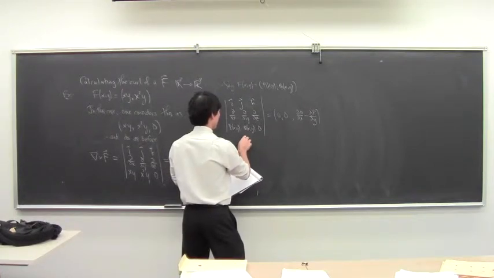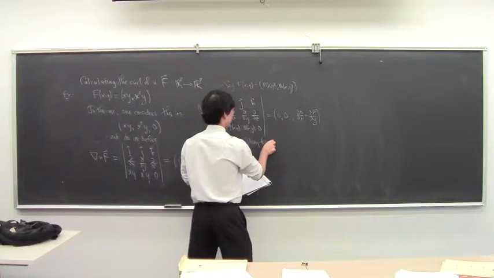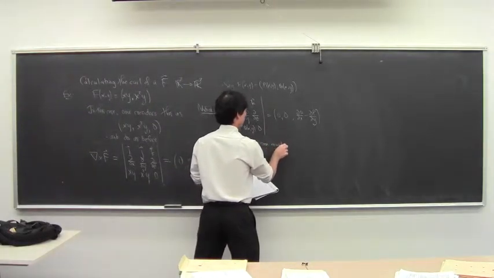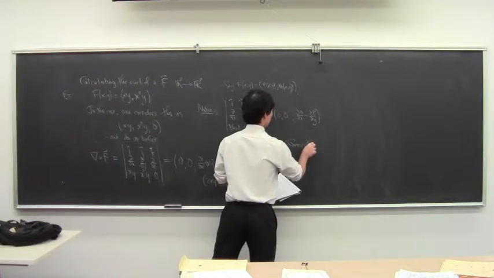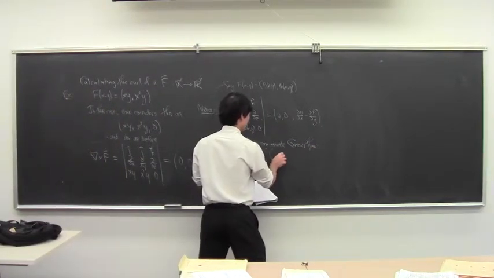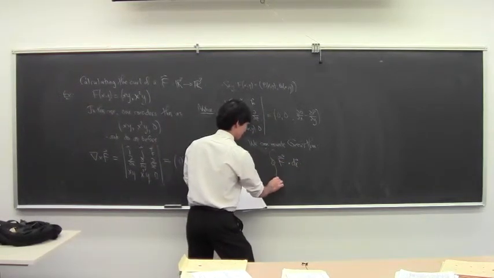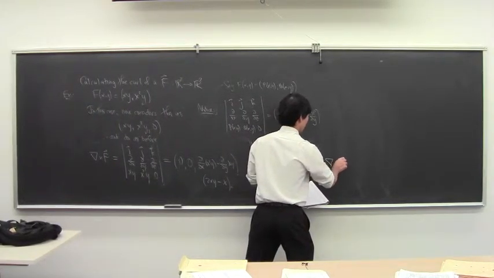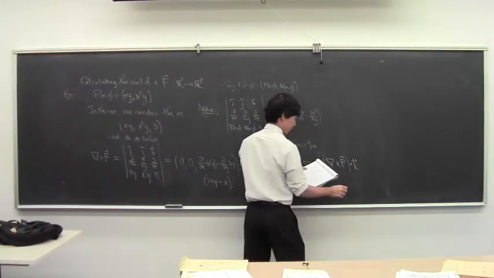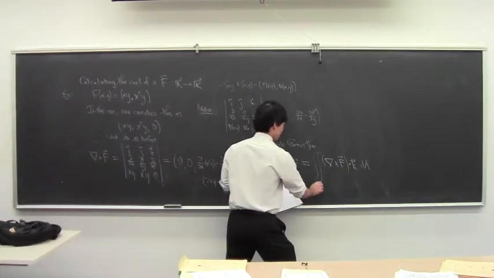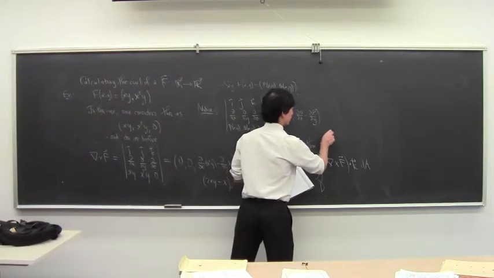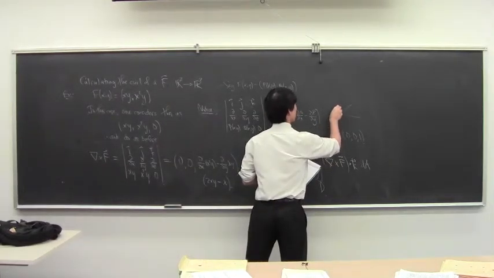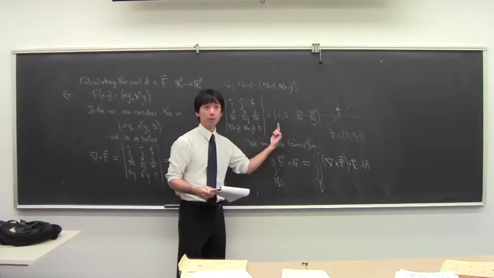So using this notation, we can rephrase Green's theorem to read like this: the integral of the field around the boundary is the same thing as the integral of the curl of the field dotted against K, dA, where K is 0, 0, 1, the upwards normal vector.